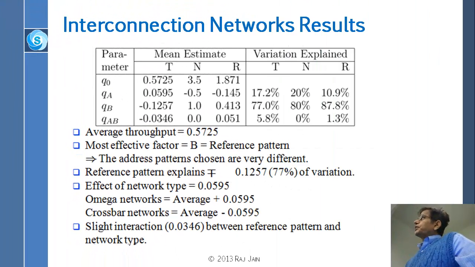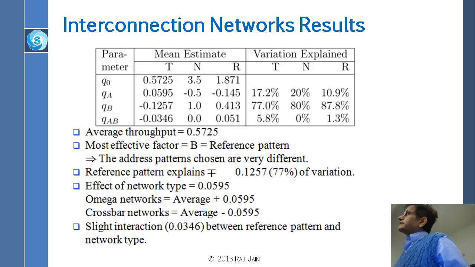If you did it for throughput, you will get Q naught as 0.5725, QA at 0.0595, and QB at -1257, and QAB is this one, right? Let's concentrate on throughput for a minute. So this one says the average performance is 0.57. Effect of A is 0.0595, effect of B is -1257, and effect of AB. What is AB? Interaction, right. So the interaction is this much.